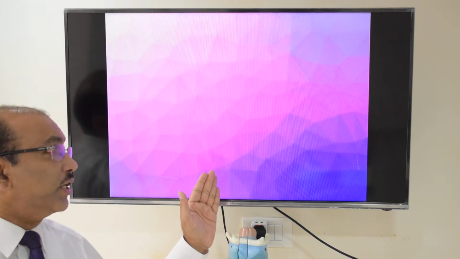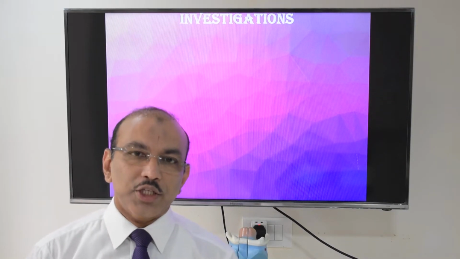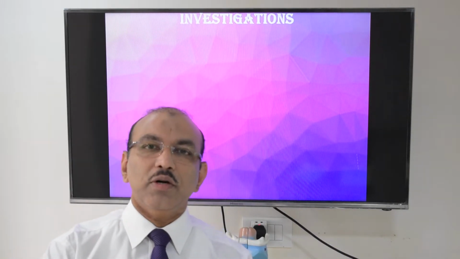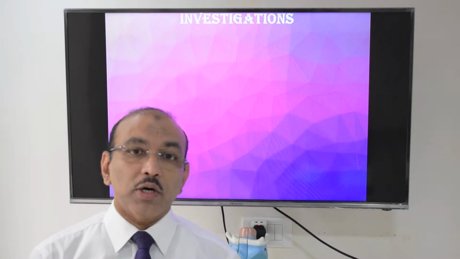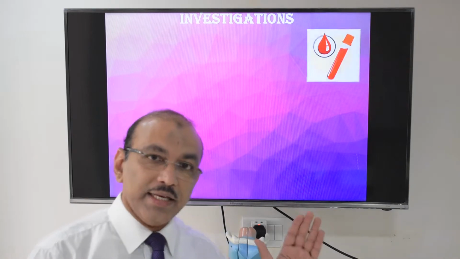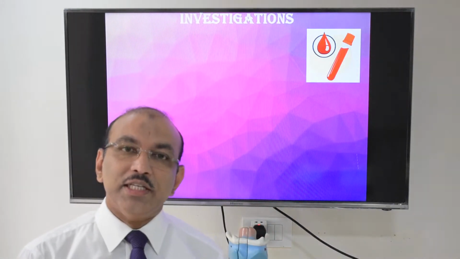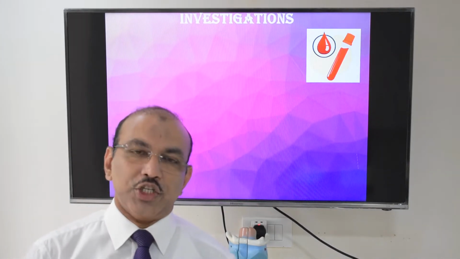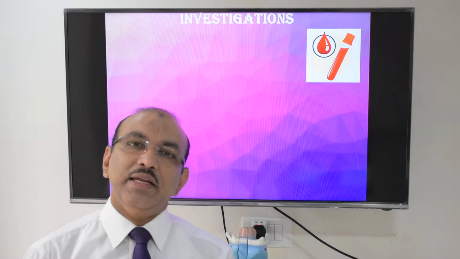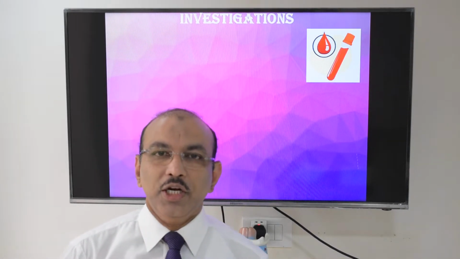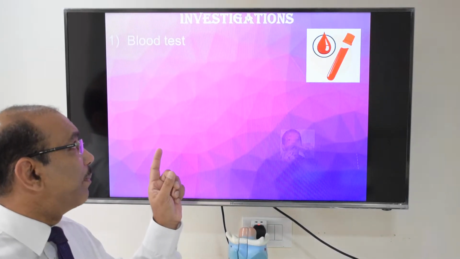So what are the investigations? Acute tonsillitis is a clinical diagnosis. As soon as we examine the child, we know the child has got infection of the tonsils. If you ask me which investigations are done, we can do a complete blood count, which gives us an idea whether it's bacterial or viral infection. Likewise, there are inflammatory markers like C-reactive protein that can also help us diagnose whether it's bacterial or viral. And we can do a rapid strep test.